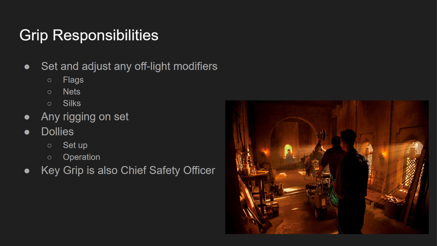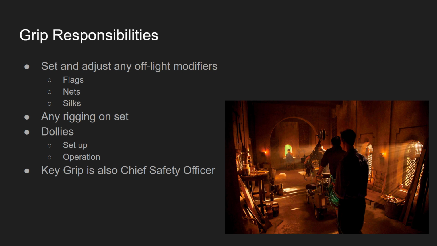The grip, what they do complements the gaffer in that they have to set and adjust any off-light modifiers. So we're going to talk about what are on-light and off-light modifiers. So any off-light modifiers, a modifier that is not touching the light. These are flags, nets, silks. That is in the purview of the grip.